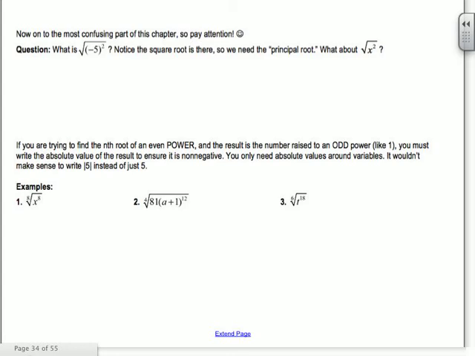All right, so now on to the most confusing part. So I told you this section's kind of hard. Okay, so you really need to pay attention to this part. Okay, so what is the square root of -5 squared?